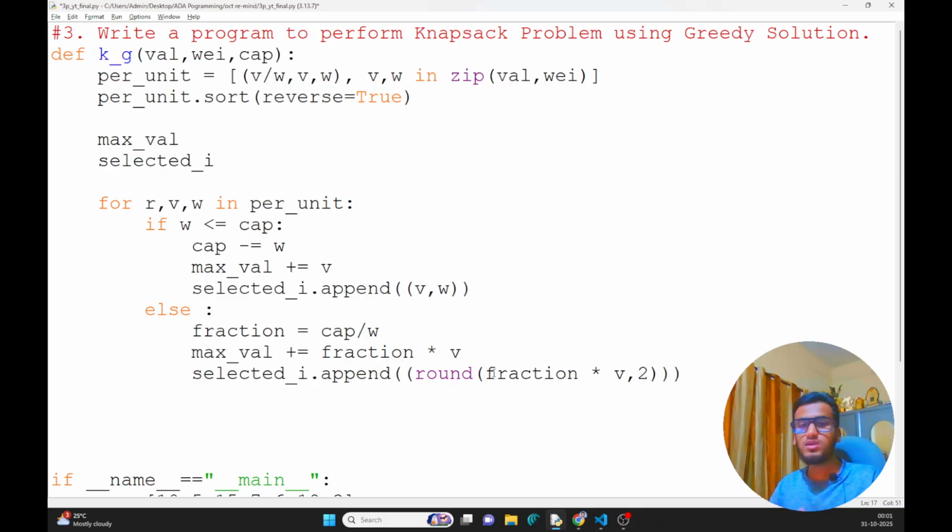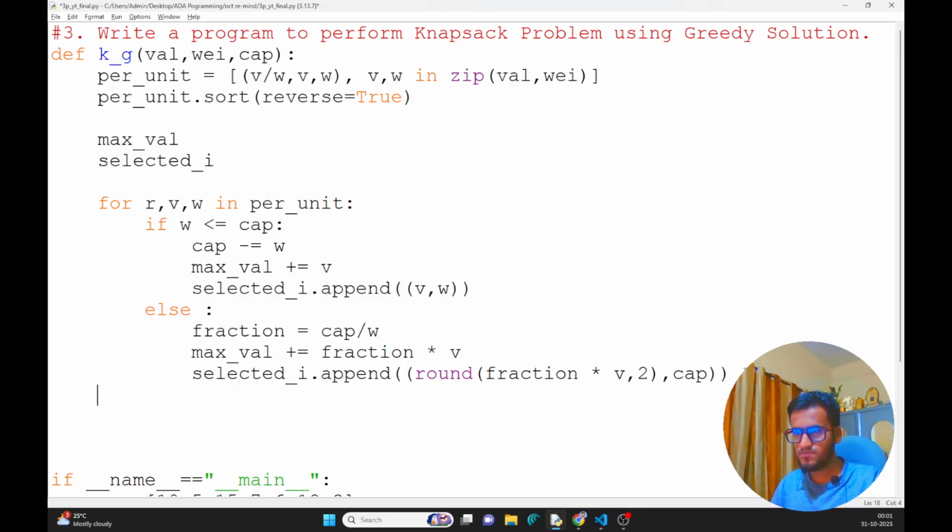2. Why? The fraction should come as 3.33. It should end with 2 decimal values, then a comma, and we are passing the remaining capacity, that's all. Right, now this is the end of this. Do you want to write anything else? No, nothing else. So now we want to write one line of code, which is very simple.